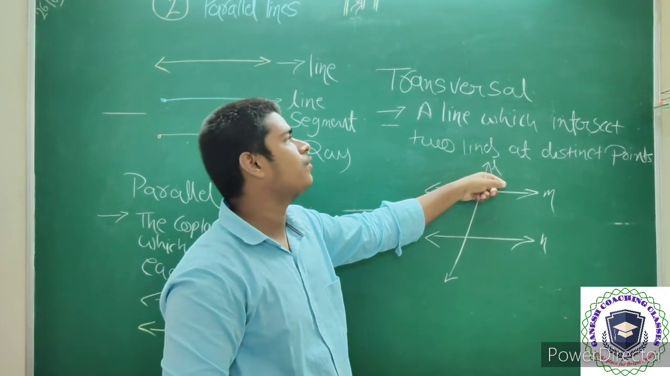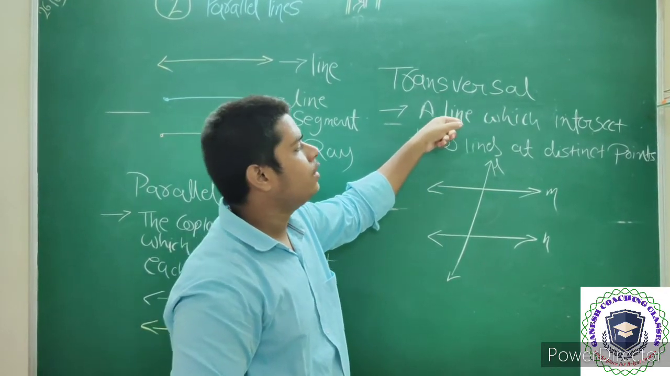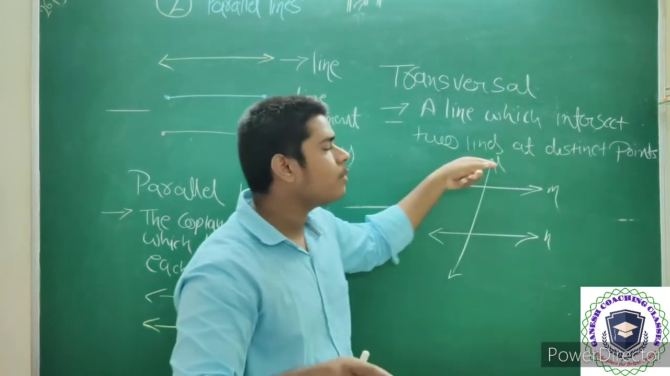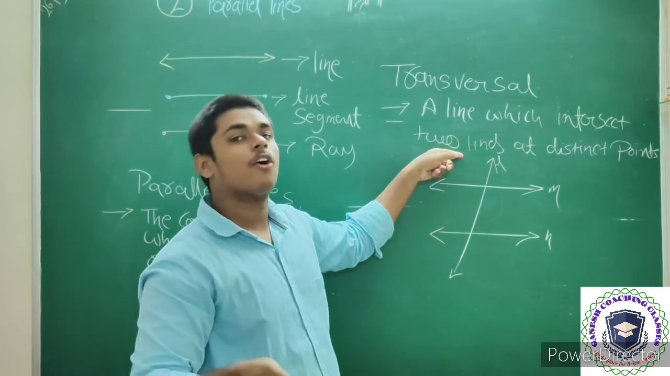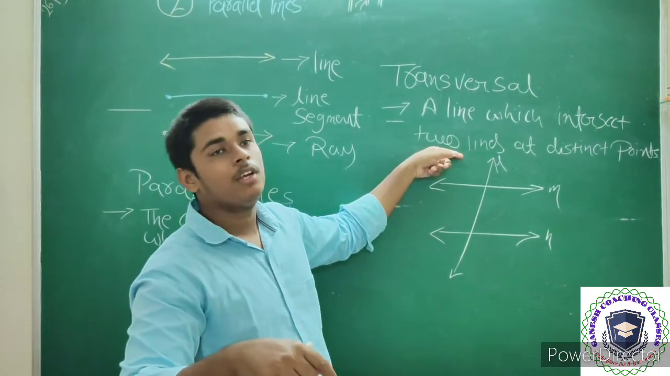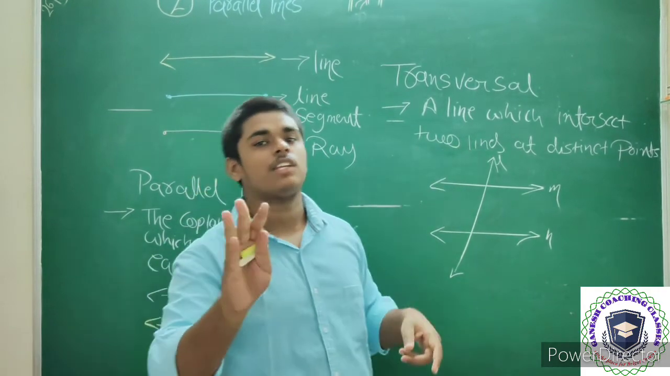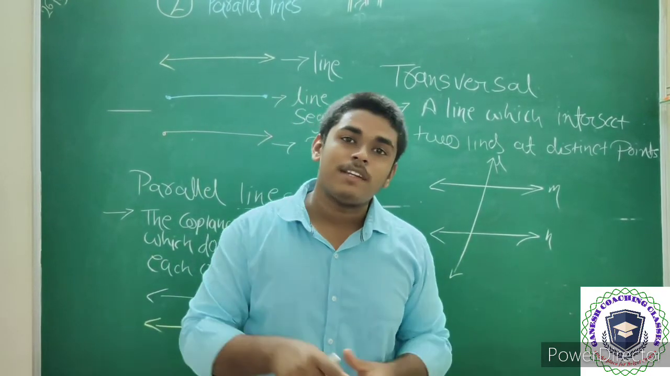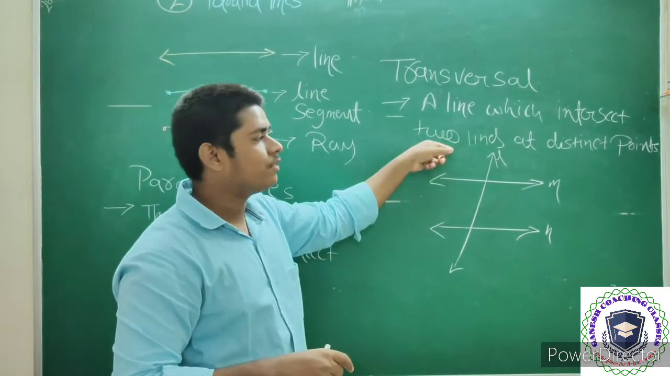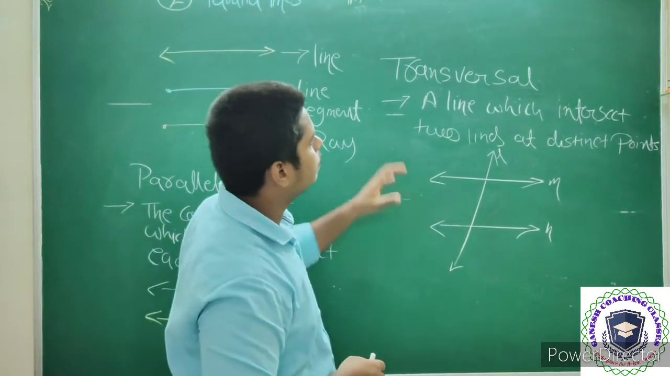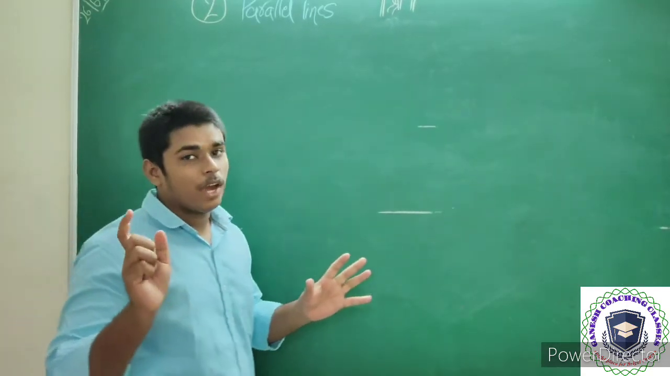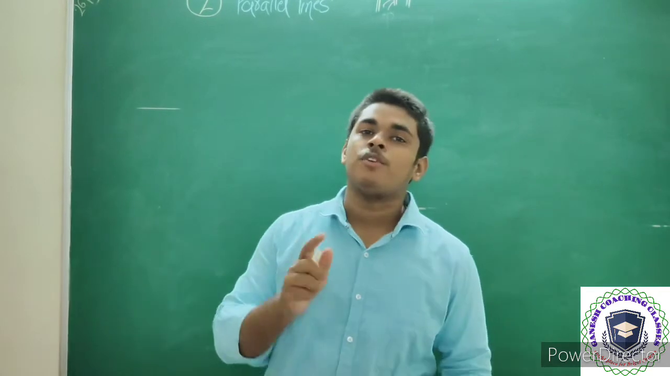So what is the definition of transversal? A line which intersects 2 lines at distinct points. Minimum we need 2 lines, or it can be greater than two lines. For example, if a line is intersecting three lines, again it can be termed as a transversal. So we need a minimum of two lines. So here we completed the basics of this chapter. Now we have to start practice set 2.1.